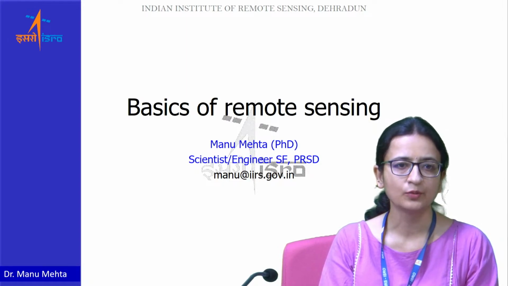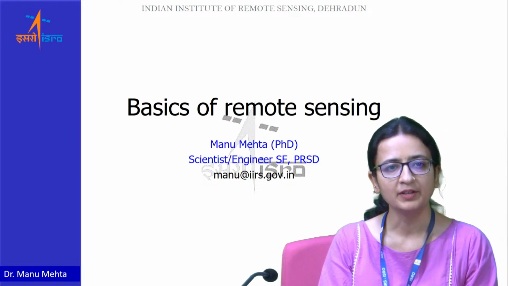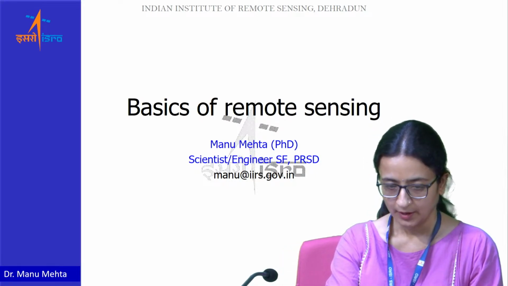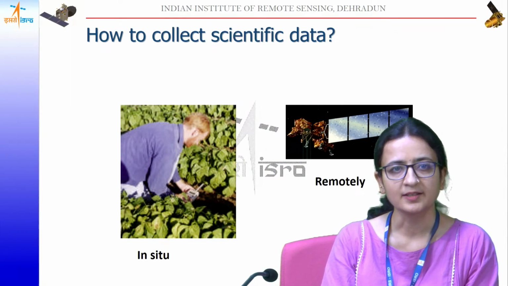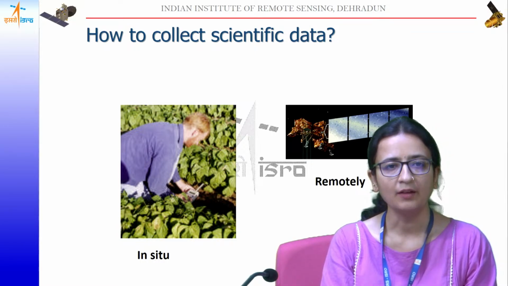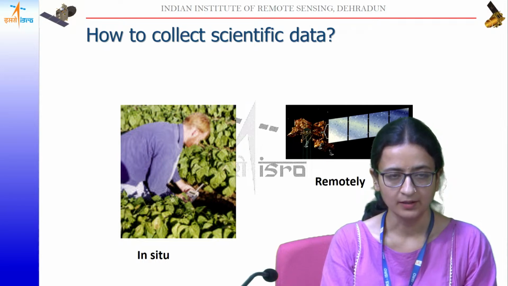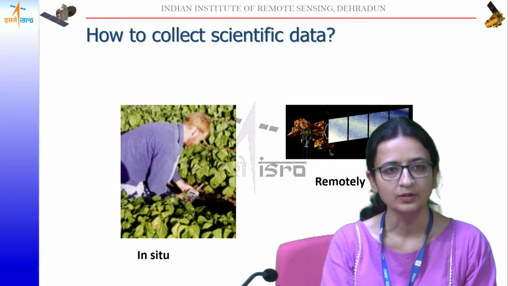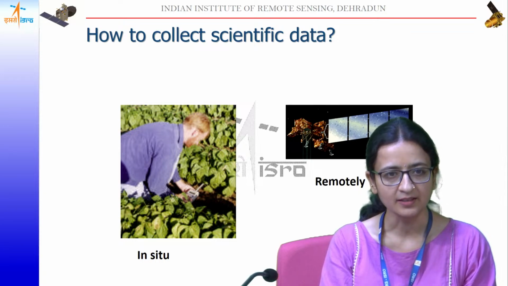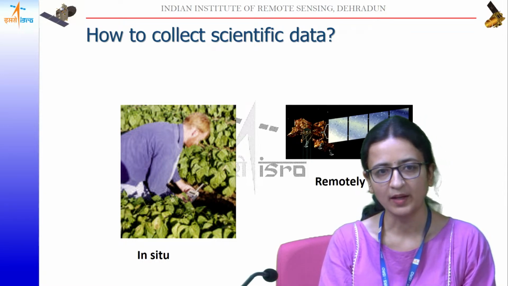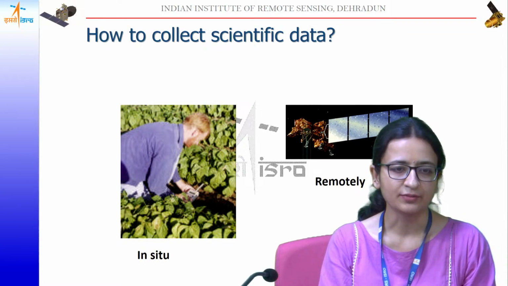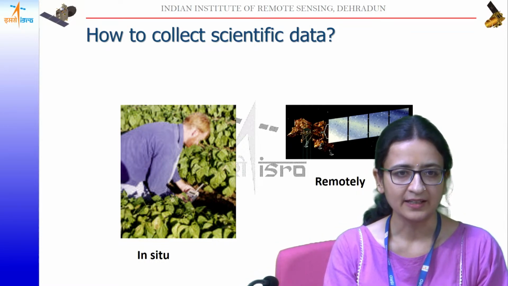In the next 1.5 hours, we will be having a discussion on the basics of remote sensing. In this context, if we need to collect any kind of scientific data, we have two options. One is collection of the data in situ, that means going to the site itself, collecting the samples, analyzing them, and interpreting the results. This is one method of collecting scientific information. This is also called field data collection.